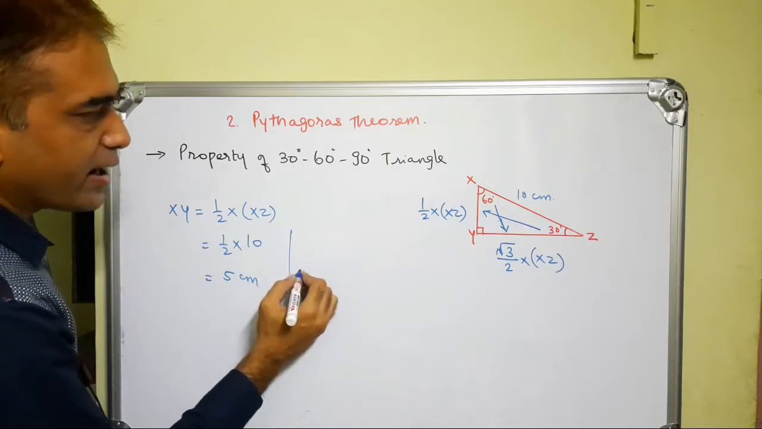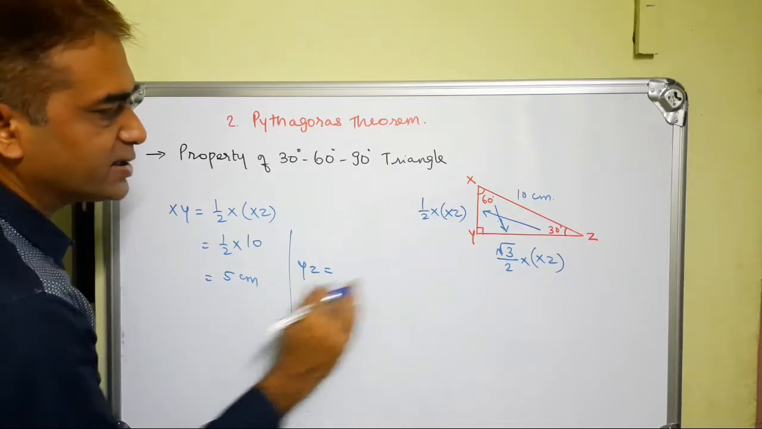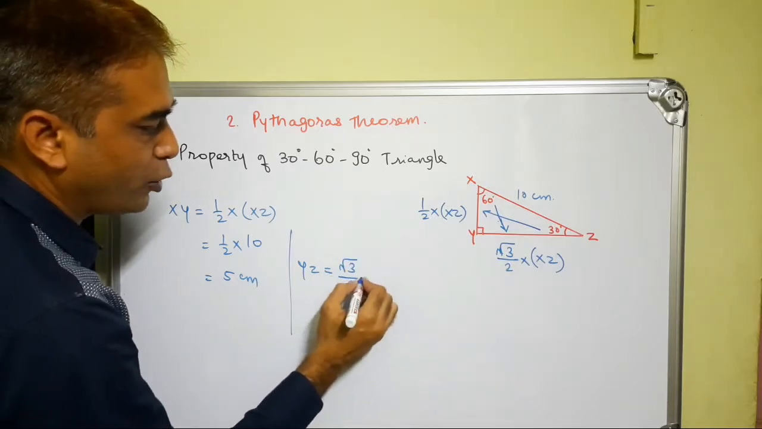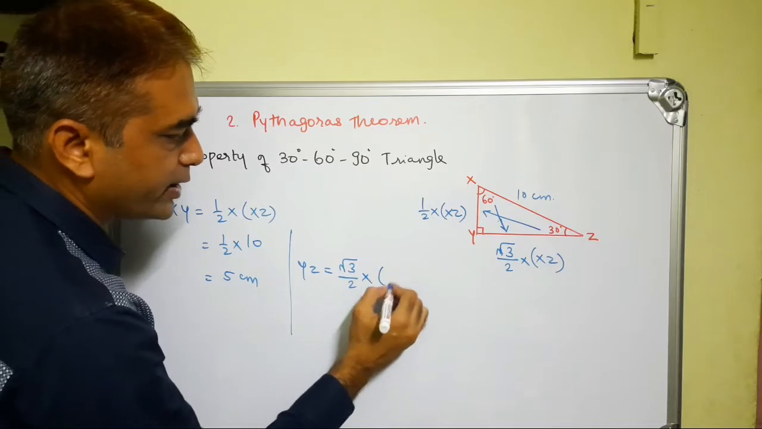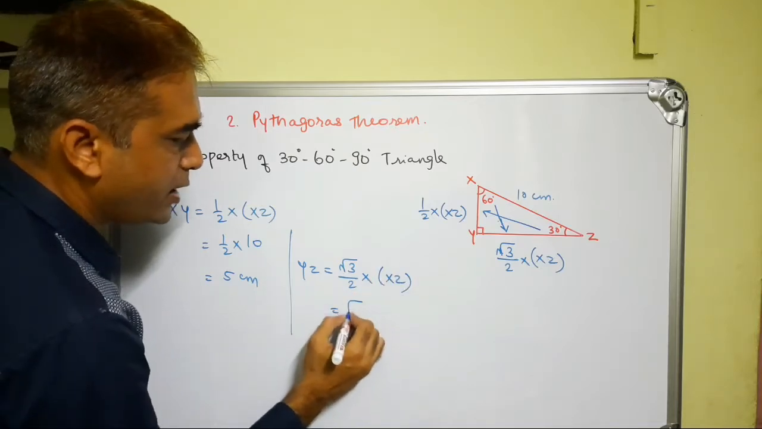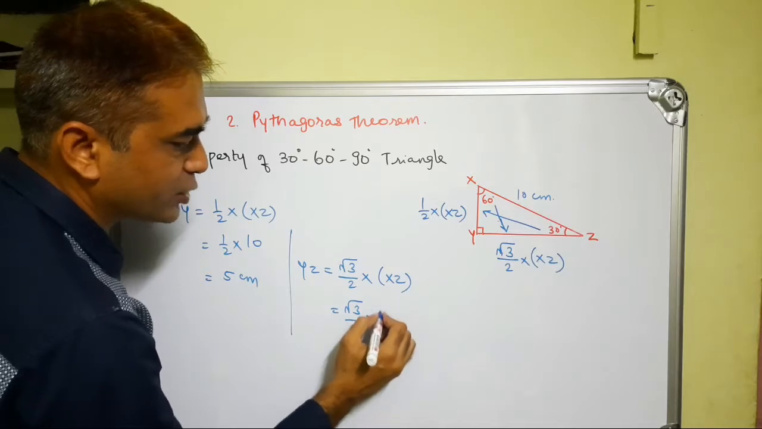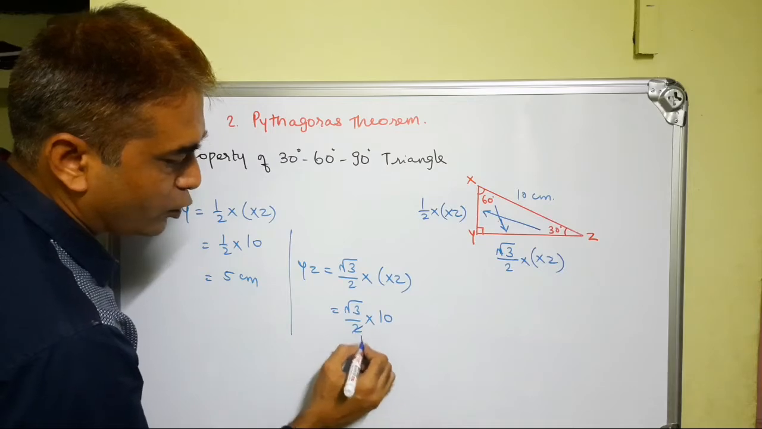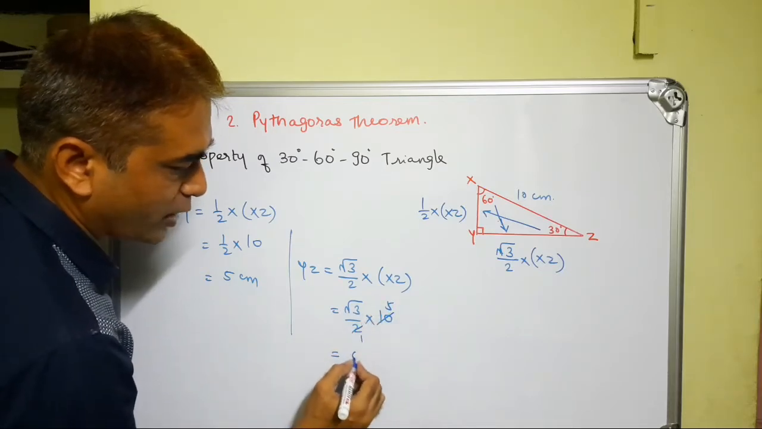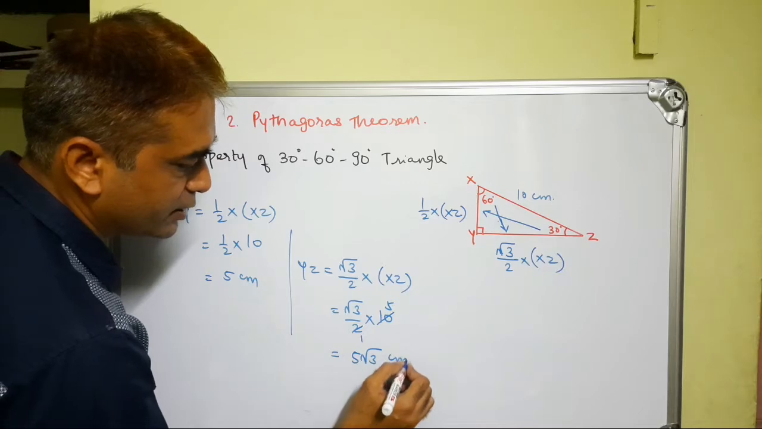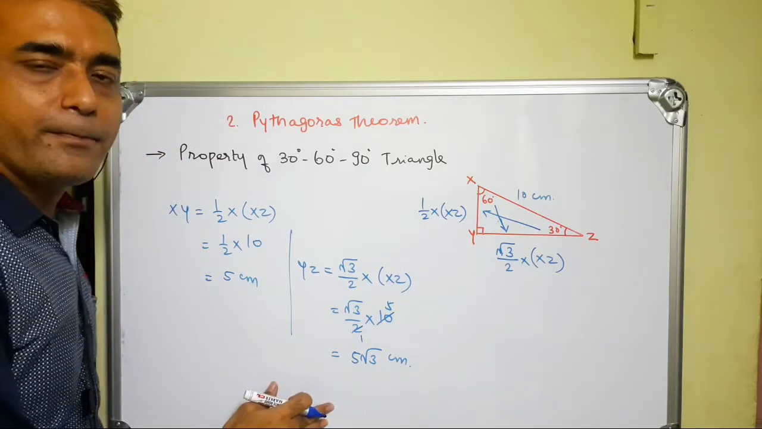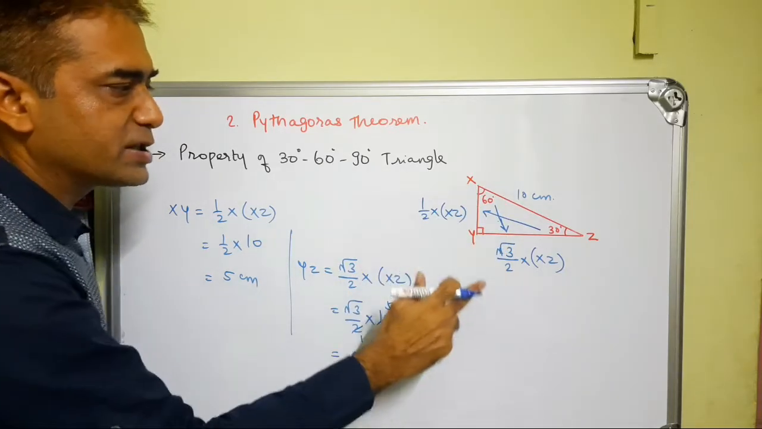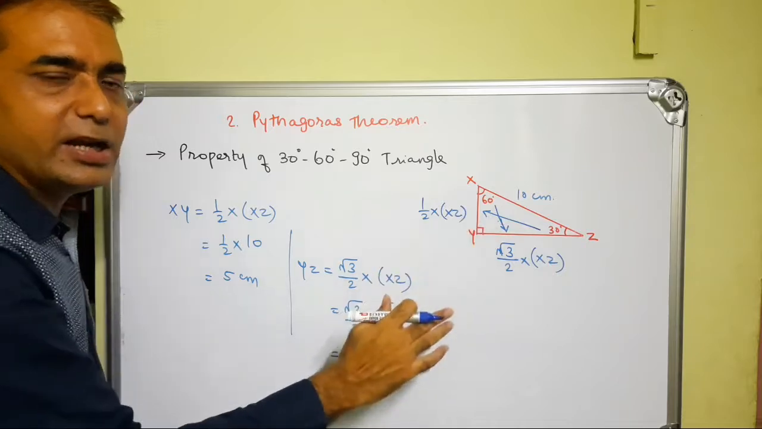And length YZ, this is the side opposite to 60 degree. So it will be √3/2 of the hypotenuse, that is XZ, which is 10 centimeter. 2 goes into 10 5 times. So the product is 5√3 centimeter. In this way we can find the remaining sides if the hypotenuse is given in a 30, 60, 90 degree triangle.